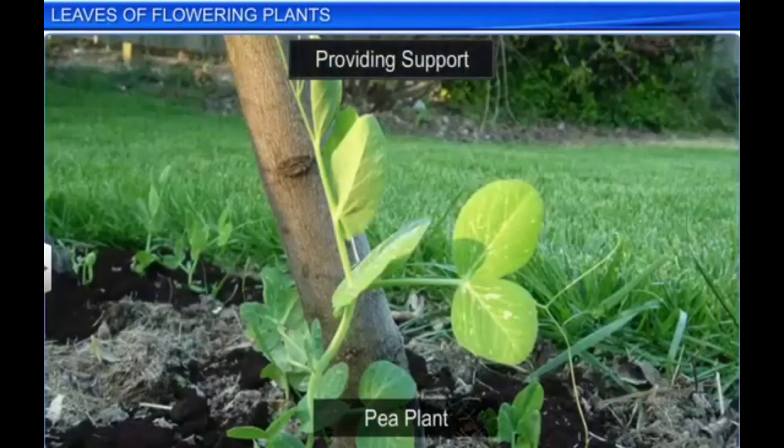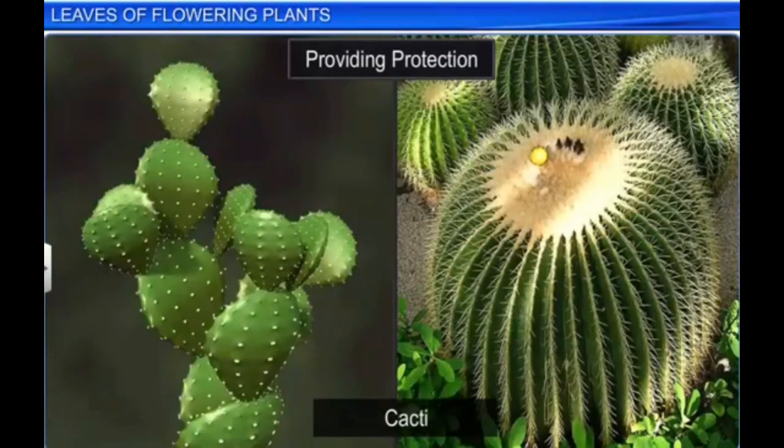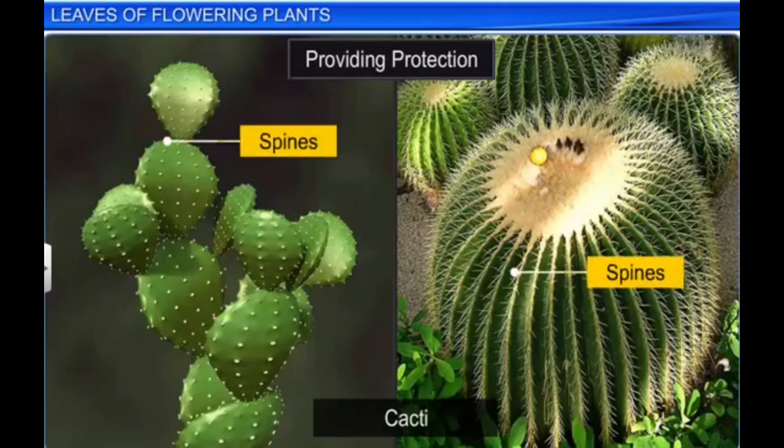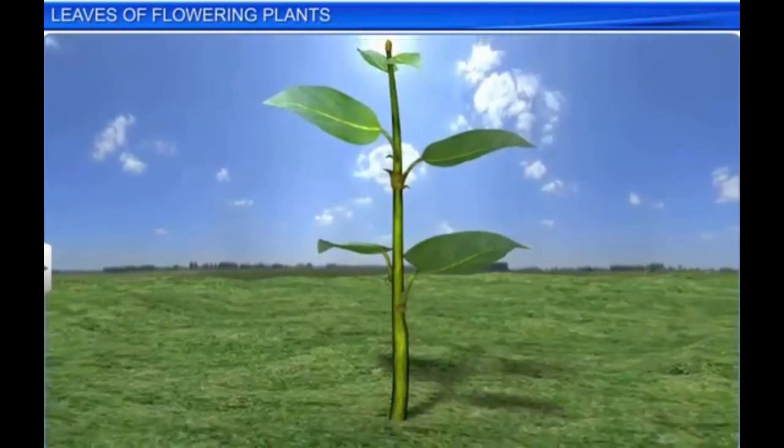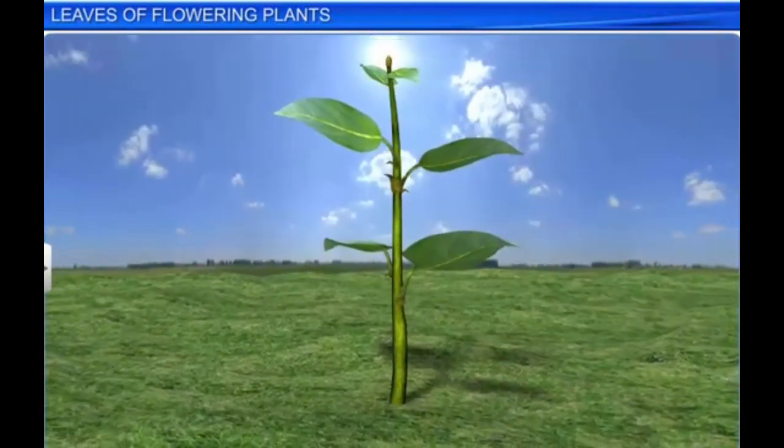In the pea plant, some leaves get modified into tendrils, which help the plant to climb, whereas in many cacti, the leaves are modified into spines for protection. Leaves, therefore, are an important part of a plant. Apart from carrying out the chief function of photosynthesis, it stores food and provides protection and support in many plants.